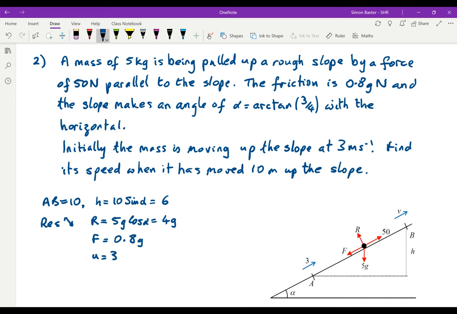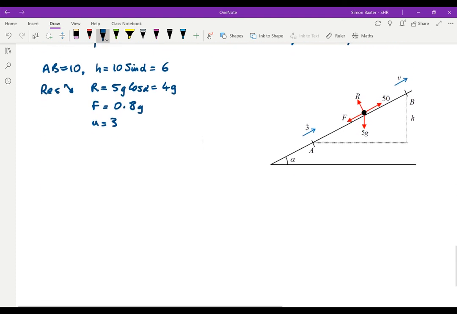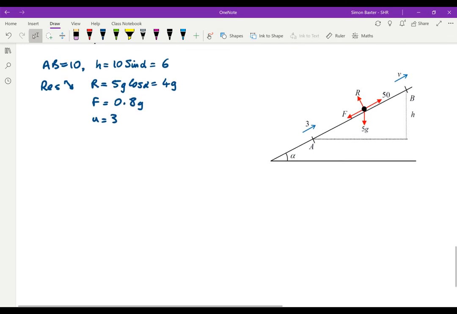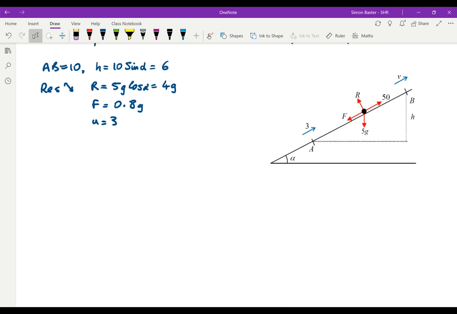I don't think we need the written bits any longer. I think that will give us as much as we need, if I can get it to stay up there. Right, let's look at each force.